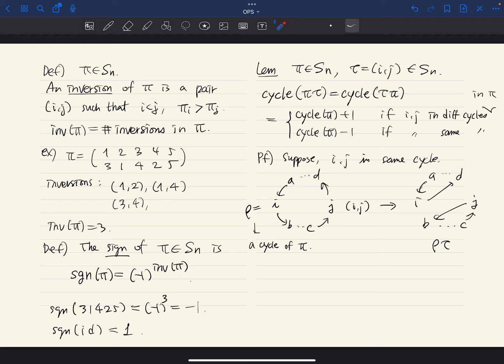Oh yeah, that's right. I think I made a mistake here. So if they are in the same cycle, we have plus 1, and if they are in different cycles, they merge, so the number of cycles decreases by 1. So yeah, that's right.